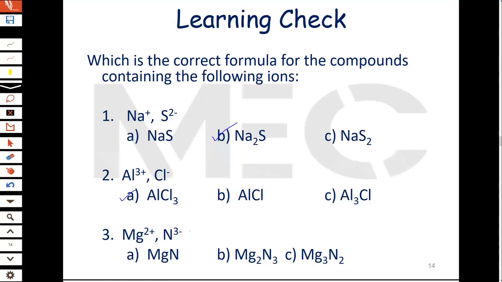Number 3, magnesium ion and nitride. So we need 3 magnesium and 2 nitride so that they cancel each other. So Mg3N2 will be the correct choice. Or we can say we can swap the charges and then write the formula. Because if we take 3 magnesium, it will be positive 6 charge, and 2 nitride has negative 6 charge, so this way they can cancel out each other.